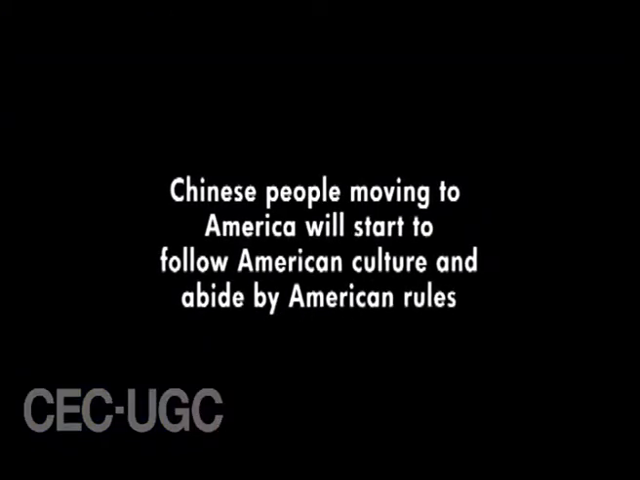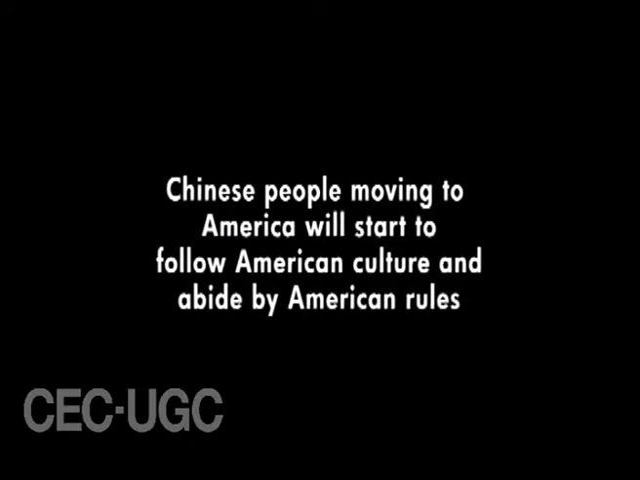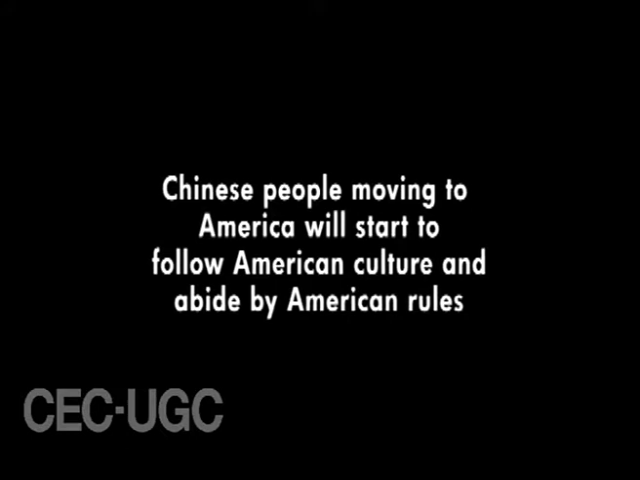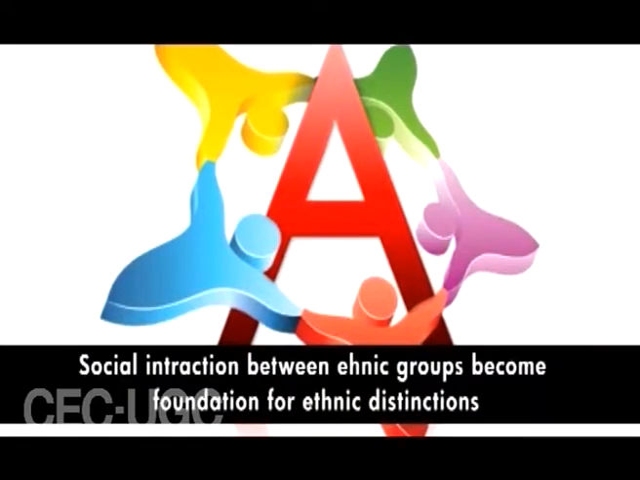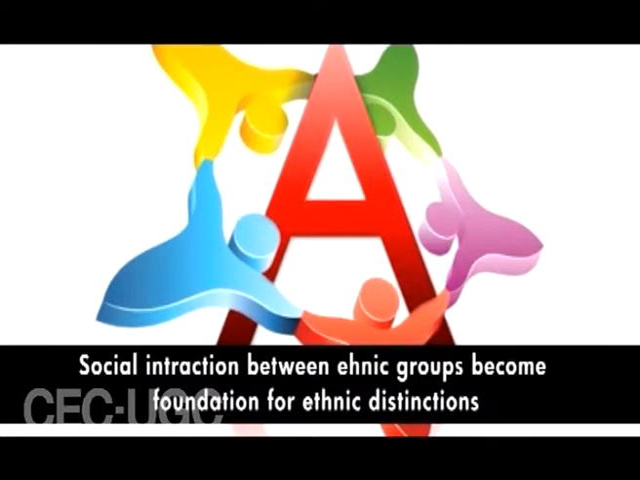Let's learn about the cultural assimilation theory. The ethnic identity of the minority group would get merged into that of the host majority. To understand this, let us take an example. Chinese people moving to America will start to follow American culture and abide by American rules. Coming to the second theory, it is based on the study of pre-colonial societies. This states that social interaction between ethnic groups becomes the foundation for ethnic distinctions. We have learned the background knowledge about ethnic relations and interactions. Now, let us learn the various dimensions of ethnic relations.